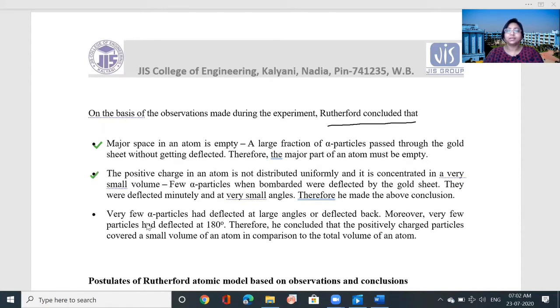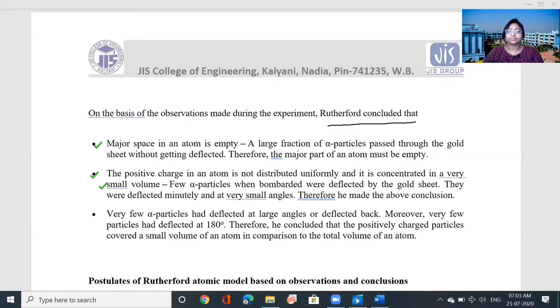What is the second? The positive charge in an atom is not distributed uniformly and it is concentrated in a very small volume. How did he draw this conclusion? What was the observation? The observation was that a few alpha particles, when bombarded, were deflected by the gold sheet. They were deflected slightly, at very small angles. Therefore, he made the above conclusion.